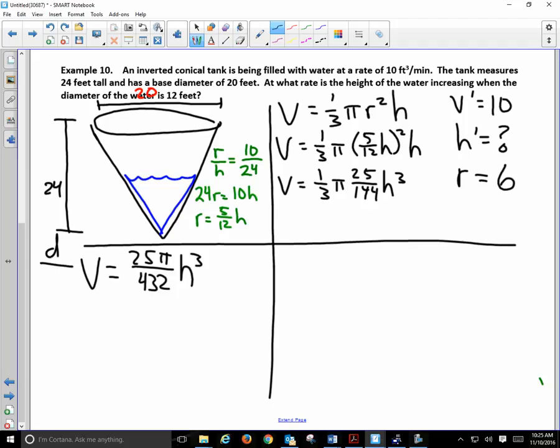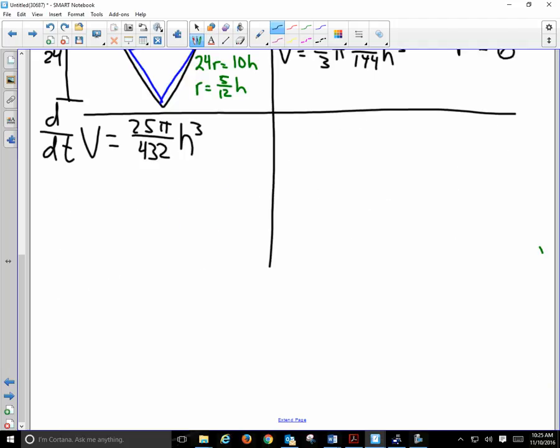So now I'll take the derivative with respect to time. What is the derivative of volume? V prime equals, I'm going to drop that 3 in front, make it 75 pi over 432, h squared, h prime.